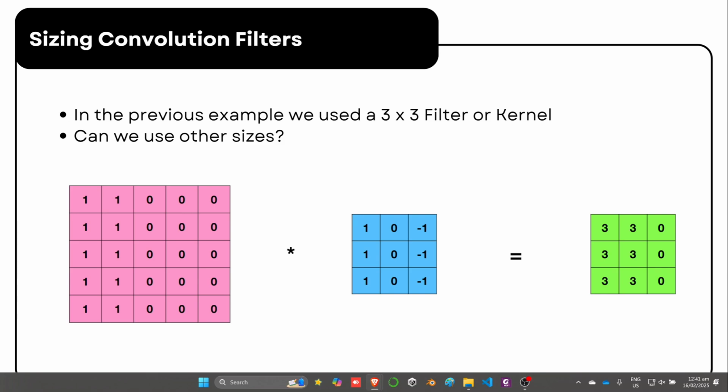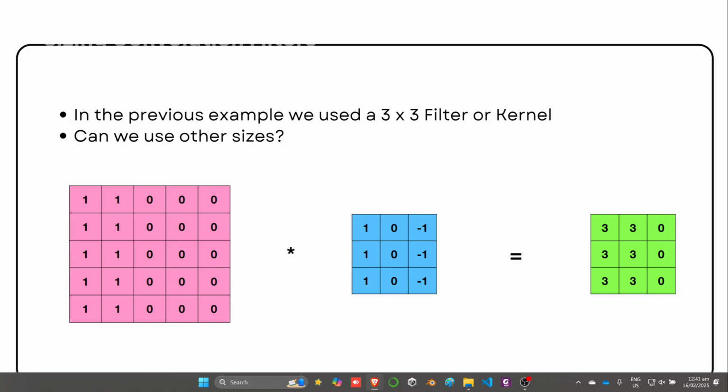Previously, when we were using our filters, we only used a 3 by 3 filter. The question is, can there be other sizes? Can it be a 4 by 4, 5 by 5, or 7 by 7? Does it have to be square? What's going on? Actually, yes, it has to be square and it has to be odd numbered filters. And I will explain to you why.